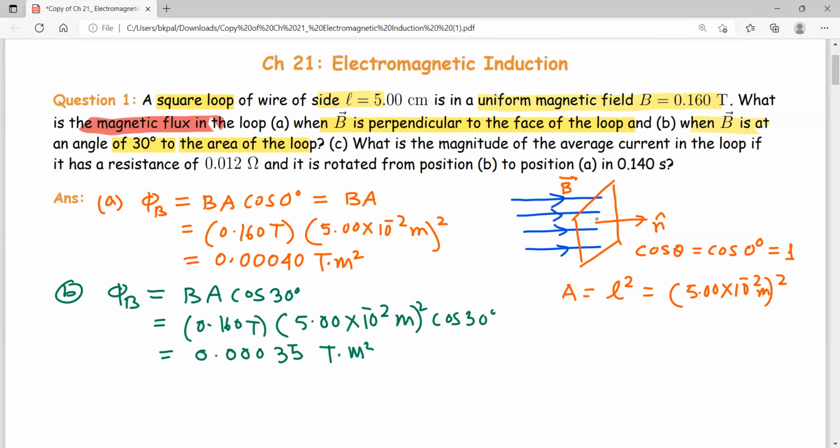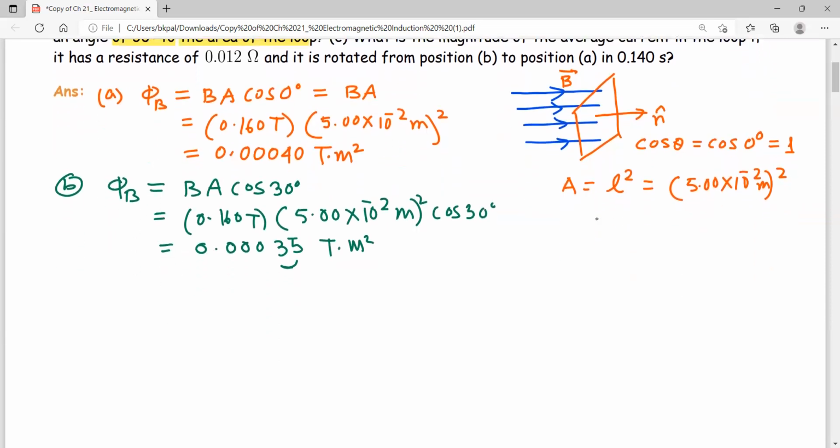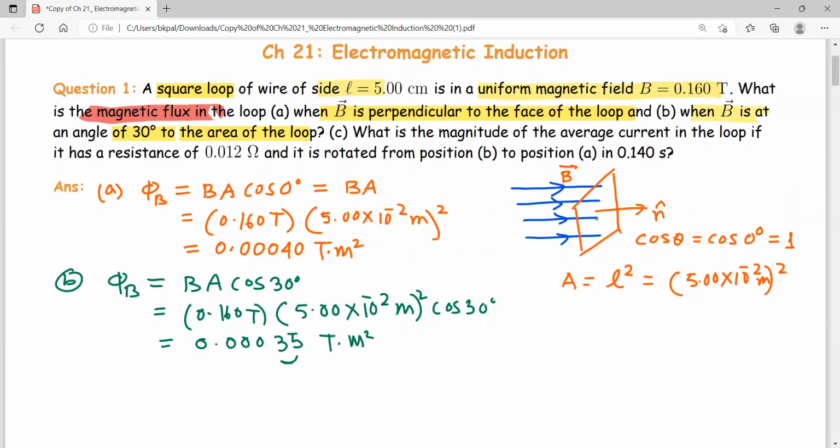Make sure you do not round it off. If you round it off, it is 4, exactly the same as the answer in part A. So please don't round it off here. That is part B.